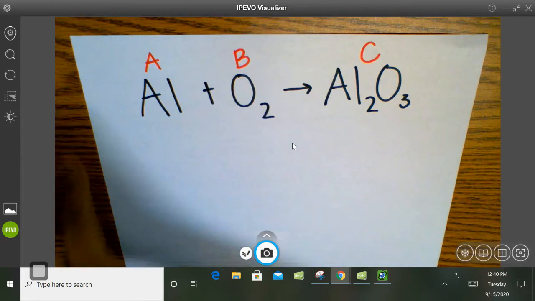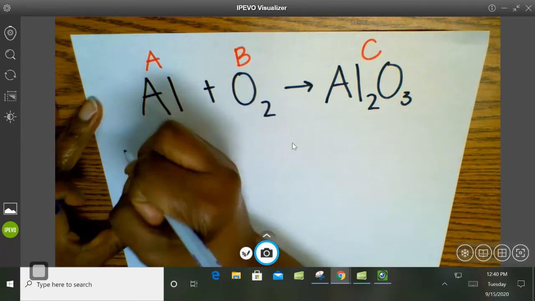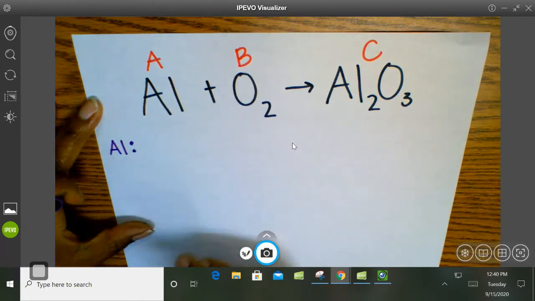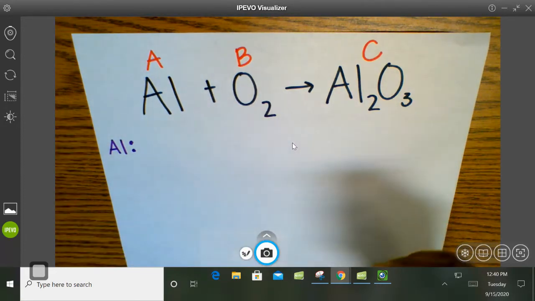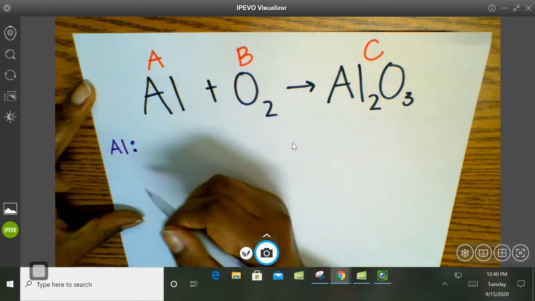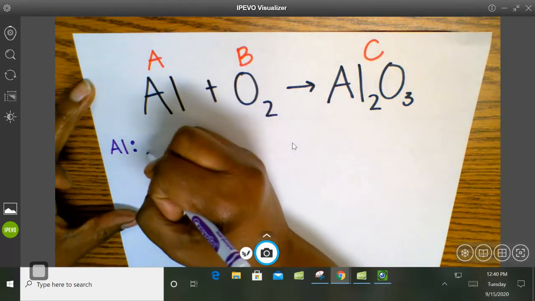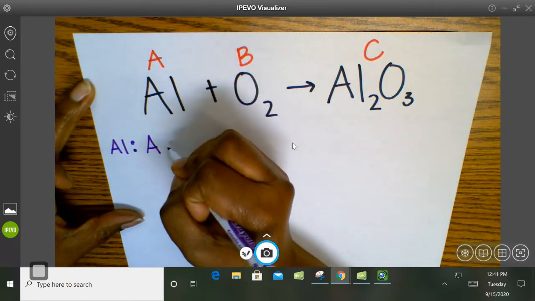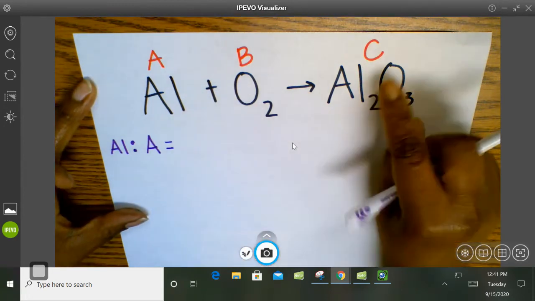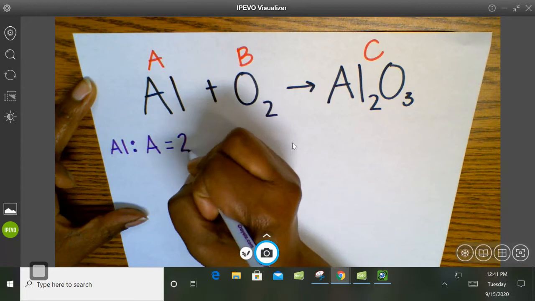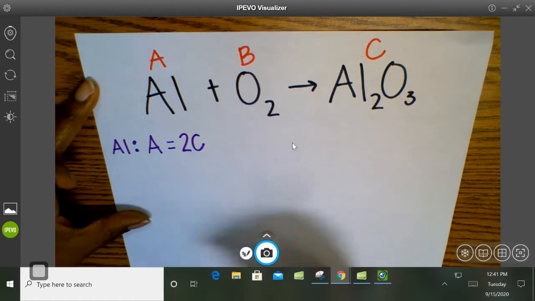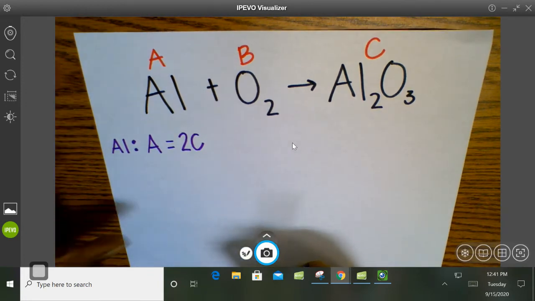Okay, so let us go through and create our equations. So the first one we're going to do is aluminum. All right. So why don't you figure out what the equation is and come back and see if you got it correct. All right. So you should have A, because there's only one aluminum under A. You don't have any more on your reactant side. And then on the product side, you have 2 aluminum atoms under C. So for aluminum, it is A equals 2C. Did you guys get that? If not, let me know.